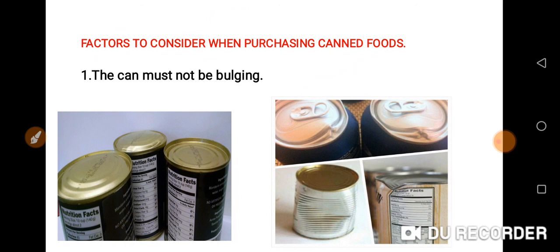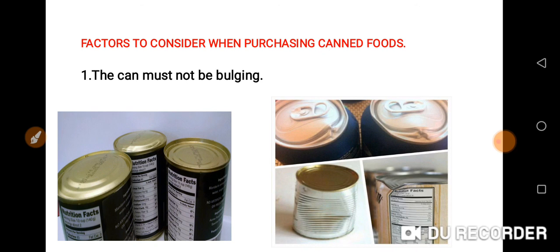If you look at the pictures on the screen, in this first picture you can see these two cans. If you look at them, these are bulging cans. Can you see it? These are bulging cans. This type of food, you must not buy it. When you see this type of bulging canned food, you don't need to buy it. That shows the food inside the can is not good.